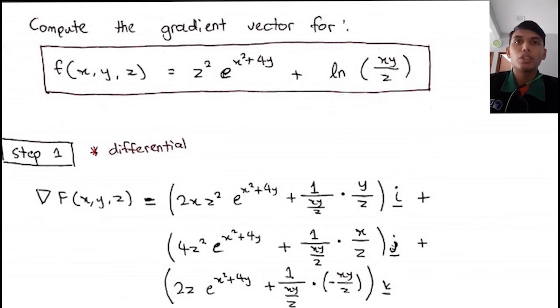Next, to get the j, we need to differentiate the function with respect to y, and the answer is 4z squared e to the power of x squared plus 4y plus 1 over (xy over z) multiplied by x over z. Lastly, to get the k, we need to differentiate the function with respect to z, and the answer is 2z e to the power of x squared plus 4y plus 1 over (xy over z) multiplied by negative xy over z squared.